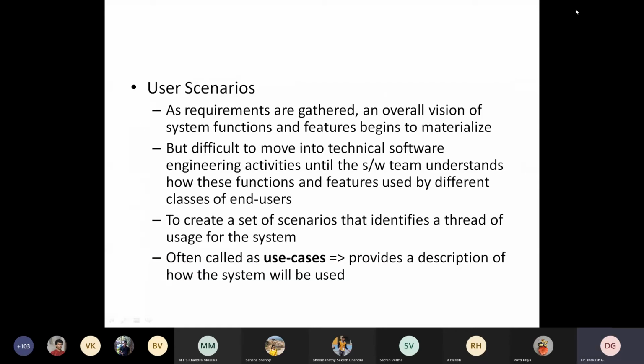After understanding QFD, now we have to go to the next level. Your requirements are all gathered. We have understood the system functions and features. We know the vision and mission of the particular application we are going to develop. The objective is known. Now we have to materialize, that means we have to move into the technical details. The technical details are not that easy to move on. We have collected the functions and features. Now the question is how to make these functions and features technically considered.